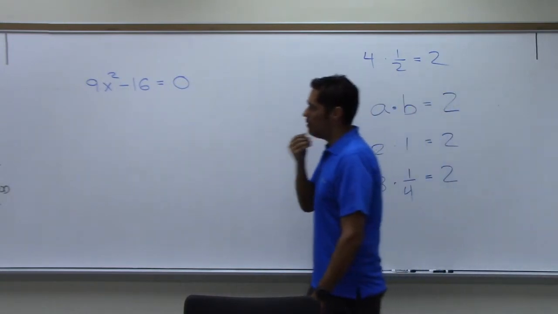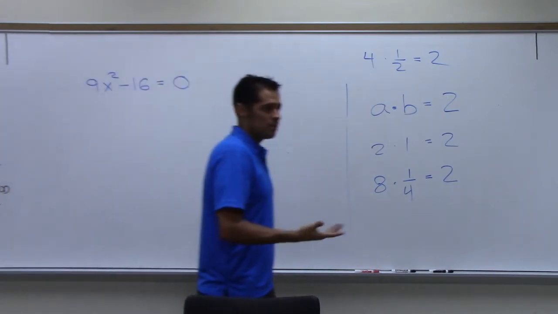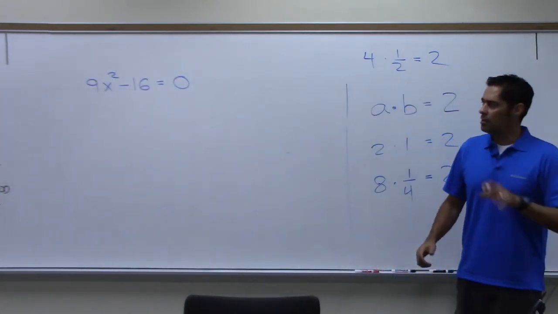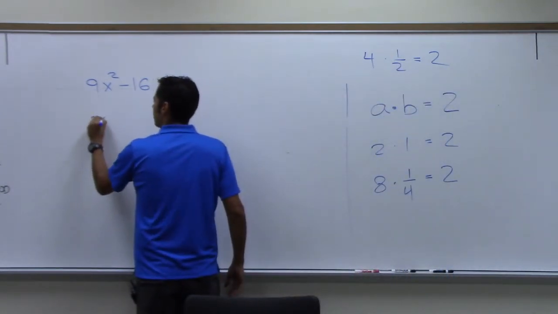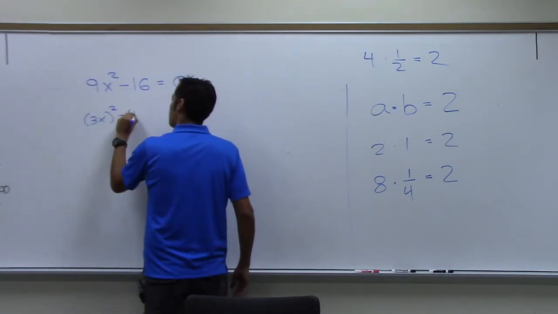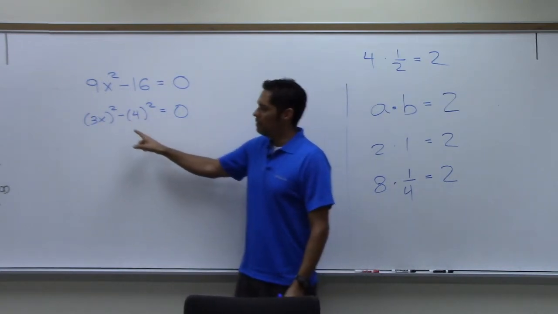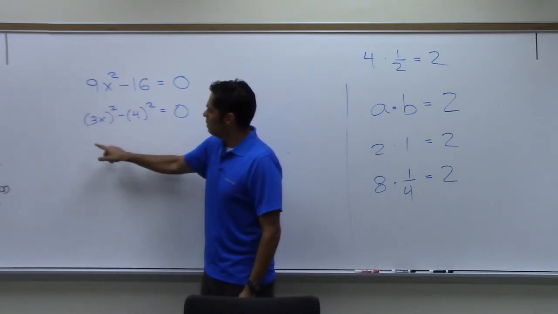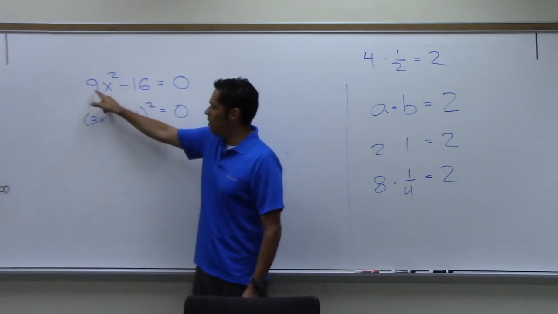Does anyone know how we would attack this? GCF, do you have a GCF on the left side? No? How many terms? 2, okay, special formula? Difference of squares, that's all we've got. Is that a difference of squares? Is it something squared minus something squared? Isn't this (3x) squared minus (4) squared? I'm writing the 4 in parentheses even though I don't need to. The thing you have to be careful for is this 9. When you square 3x, you square the 3 and you square the x, which would give you 9 and then x squared.